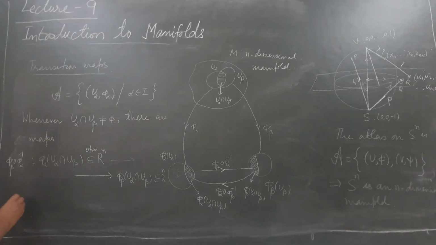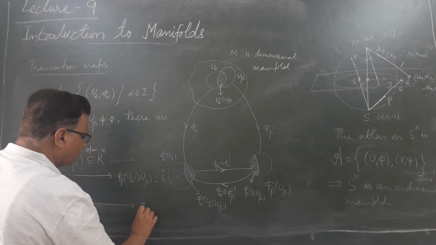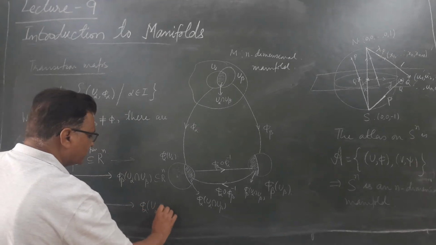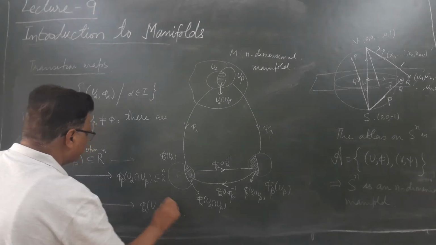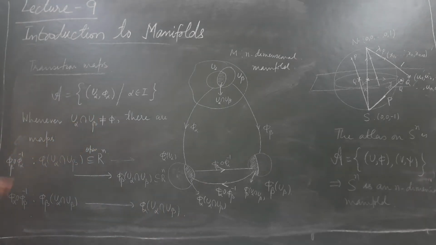And the other map will be phi alpha composition phi beta inverse. This will be a map from phi beta of U alpha intersection U beta to phi alpha of U alpha intersection U beta. Whenever this is non-empty, there are maps.